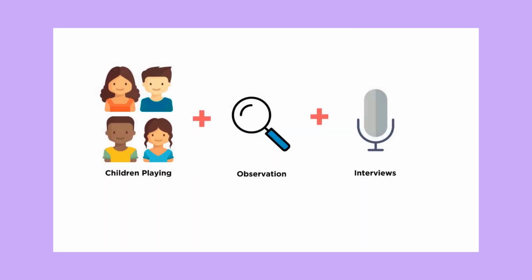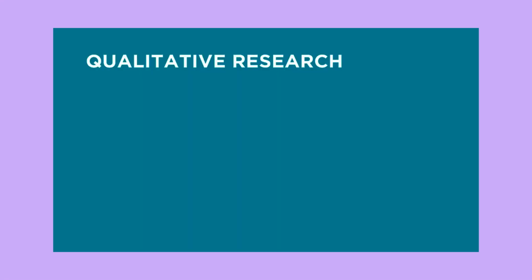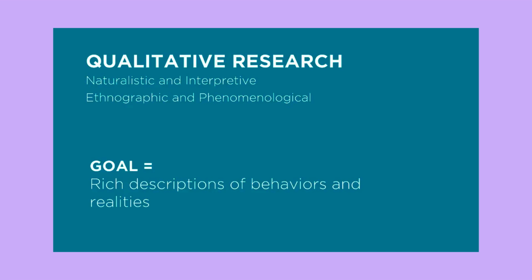But if you go into a preschool classroom, observe children playing, and conduct open-ended interviews with children and teachers about classroom behaviors, you're taking a qualitative approach. Qualitative approaches are naturalistic and interpretive. You might hear terms like ethnographic or phenomenological to describe qualitative research. The goal here is to richly describe people's behaviors and realities rather than to quantify or measure them.